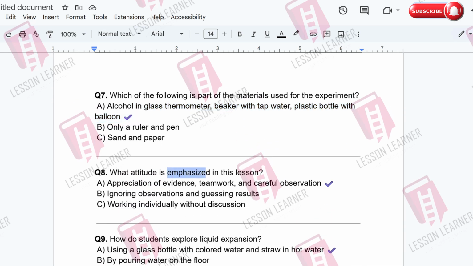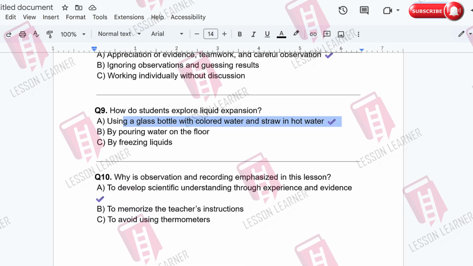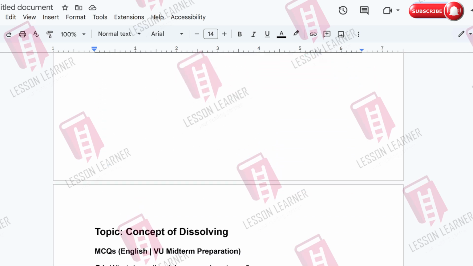What attitude is emphasized in this lesson? Appreciation of evidence, teamwork, and careful observation. How do students explore liquid expansion? By using a glass bottle with colored water and a straw in hot water. Why are observation and recording emphasized in this lesson? To develop scientific understanding through experience and evidence.